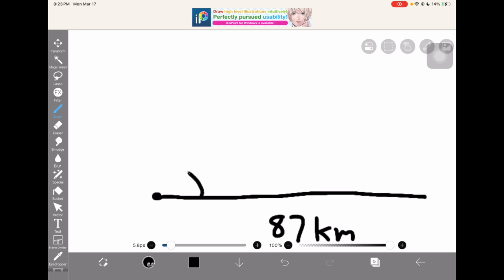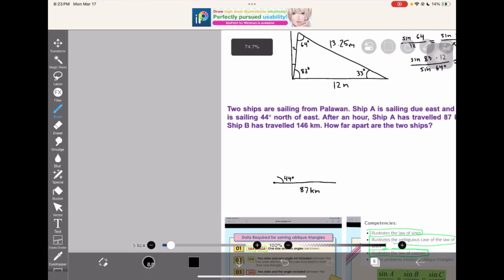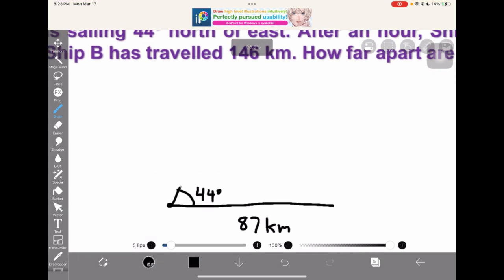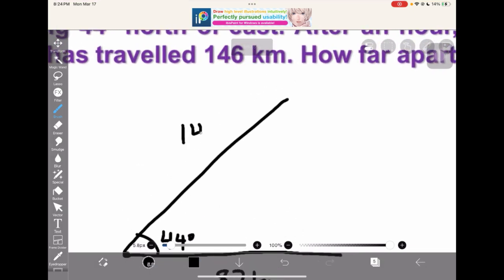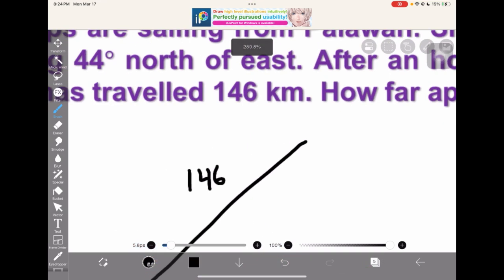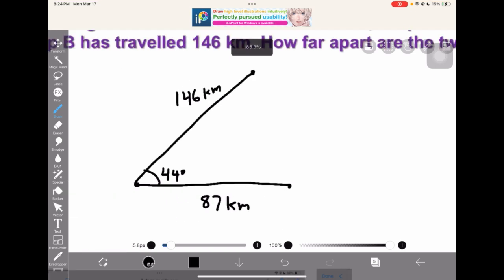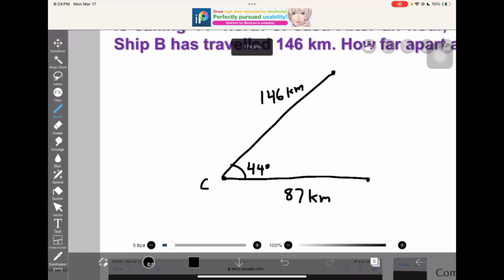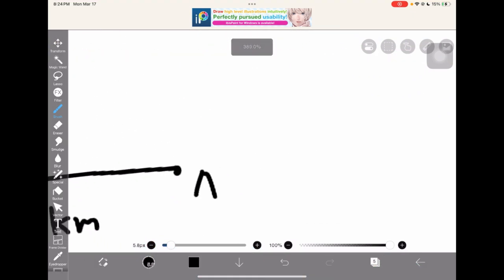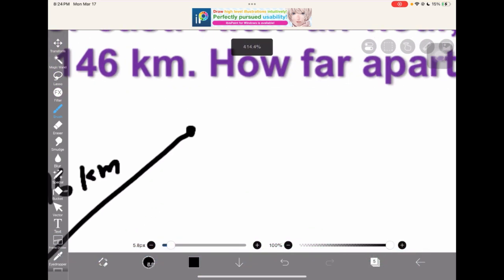So 44 degrees like this. So that's 44 degrees over here. And we do know that ship B has traveled 146 kilometers. So we can add like this. 146 kilometers. Now this is ship 1 over here, ship 2 over here. Then we have C. So this is A. And this one is B.